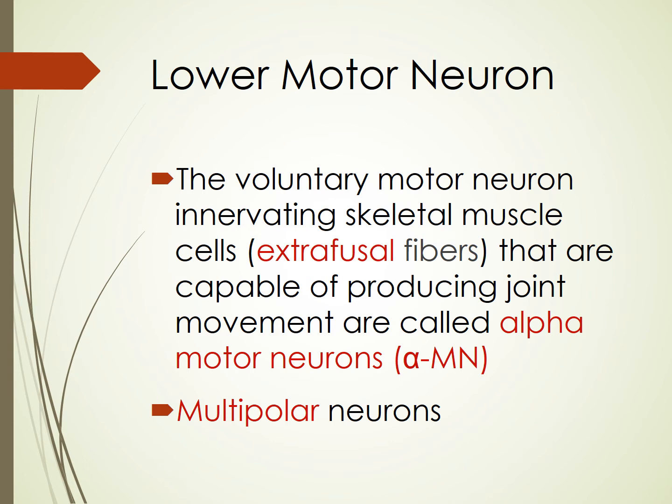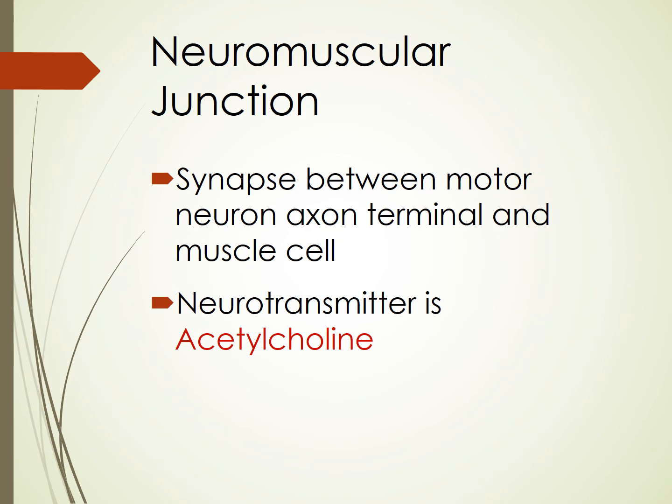Alpha motor neurons are multipolar neurons. So they're going to have a soma with a whole bunch of dendrites coming off of it, and then a single axon running down all the way to the skeletal muscle fibers. The synapse between the axon terminal of the alpha motor neuron and the muscle cell is known as the neuromuscular junction. The neurotransmitter released by our alpha motor neuron is acetylcholine.